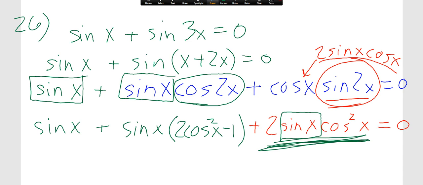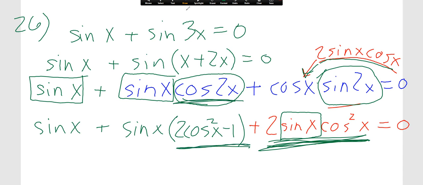Okay. The last term, we replaced this sine 2x with that thing right there. We multiplied it times the cosine x, and that's how we got this part in the red down there. We replaced this cosine 2x with 2 cosine squared minus 1. Every one of these terms has a sine x in it, so I'm getting ready to vacuum it out right about now. Okay?